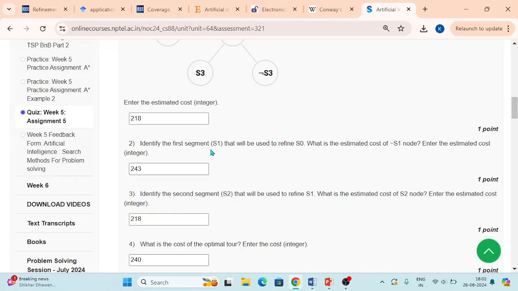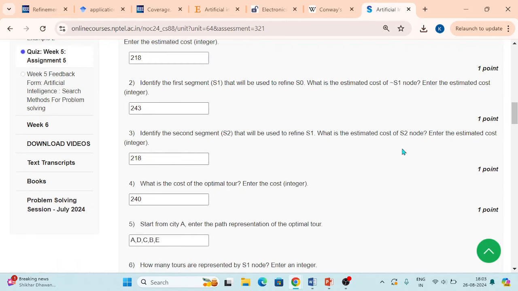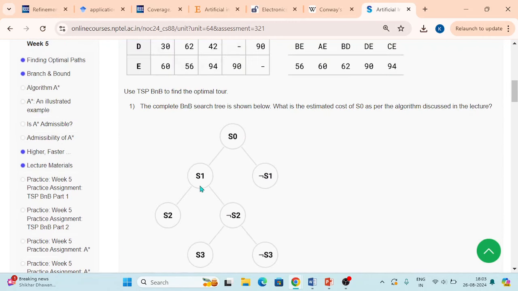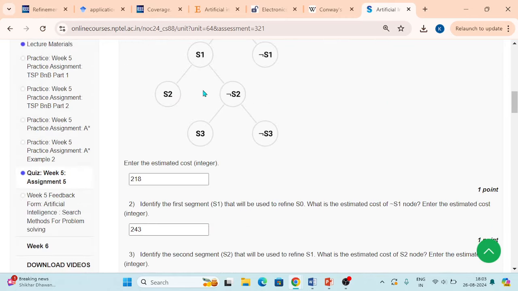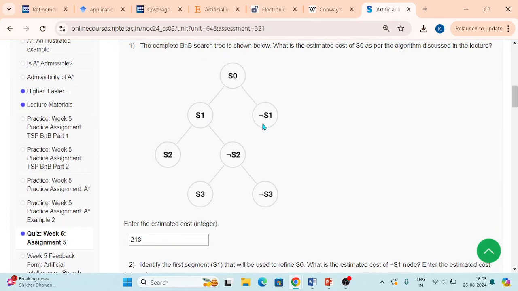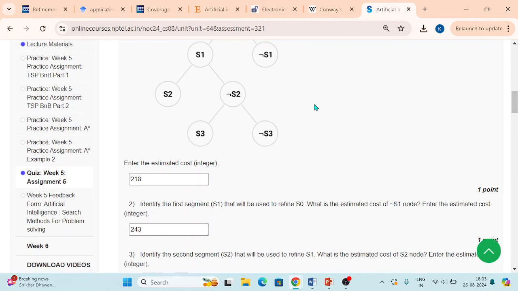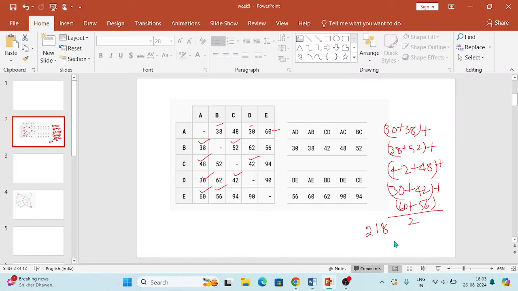Next, identify the first segment S1 that will be used to refine S0. What is the estimated cost of not S1? Whenever you are calculating S1, take the minimum path. Among the given paths, AD, that is 30, is the minimum. So S1 is AD and not S1 is not AD. So we are asked to calculate not S1.